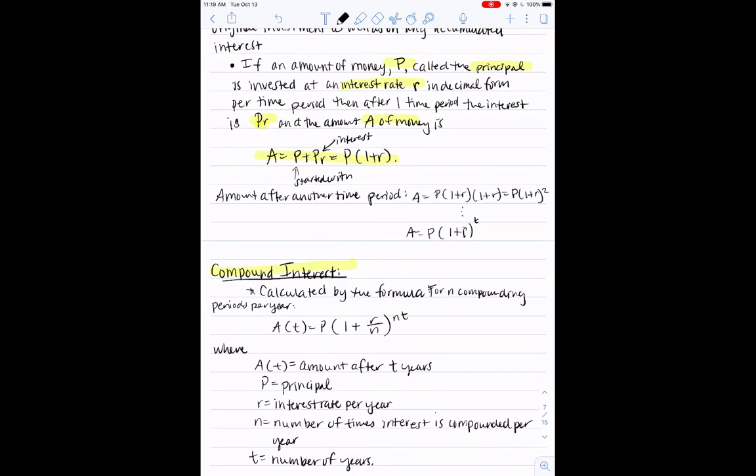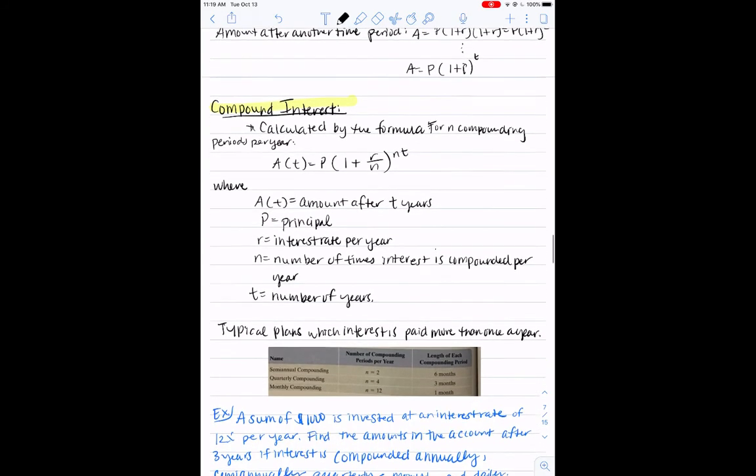So the amount after another time period would be A equals P times (1 plus R) times another (1 plus R), because that's another time period added. And then that's P times (1 plus R) squared. And this pattern just keeps on following till we get A equals P times (1 plus R) to the T, or how many time periods we have.